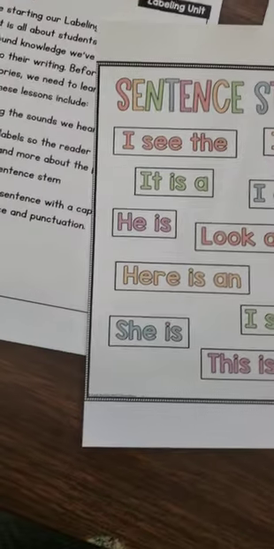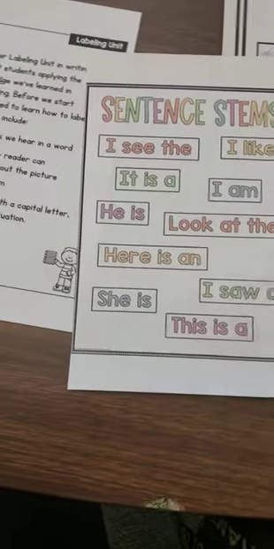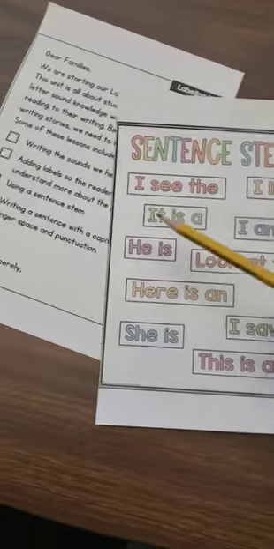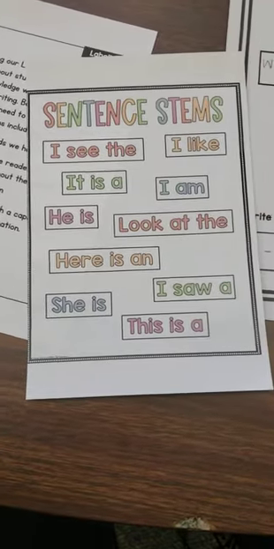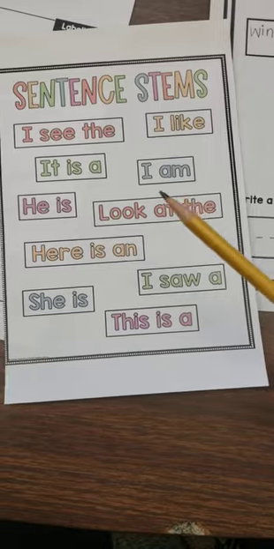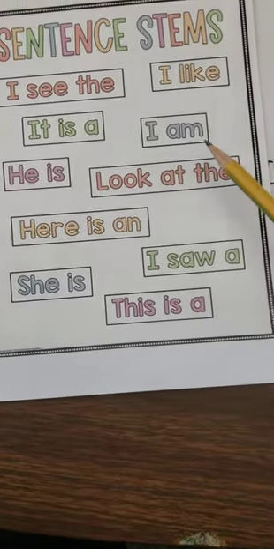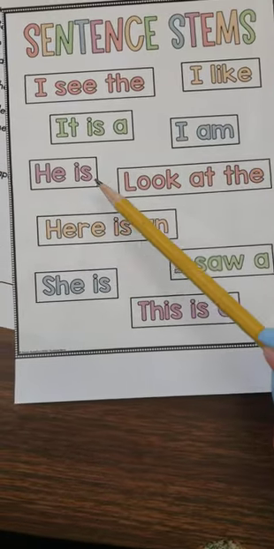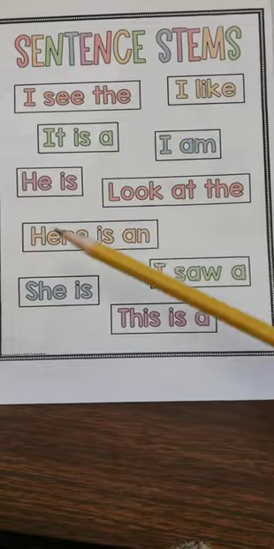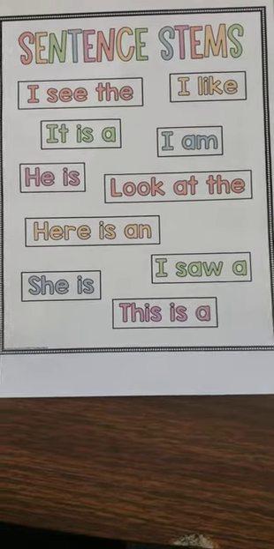Now, we've been talking about how it has to make sense. So, as a class, when we were doing this, we went through and said, does it make sense to say, I see the airplane? Yes, it does make sense. How about I like airplanes? Yep, that makes sense. But then we talked about how I am an airplane doesn't make sense, or he is an airplane, that doesn't make sense. So, when they're using these beginning sentence stems, make sure it makes sense.